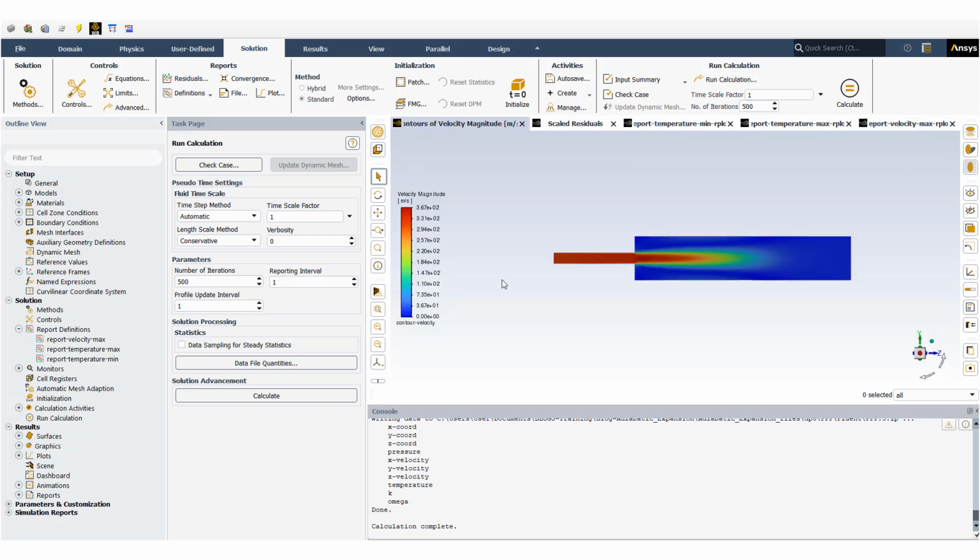Let's check. This is the contours of the velocity. As you can see, let's check for the temperature.